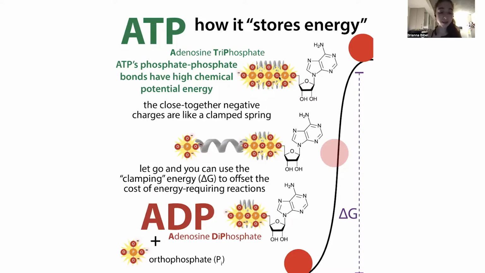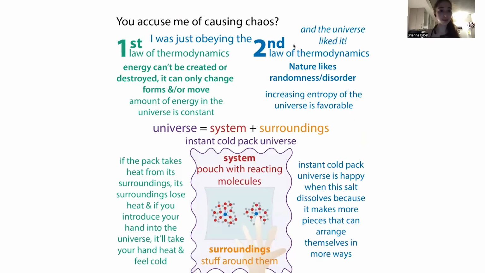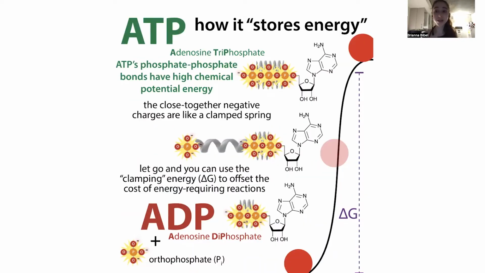And there's the first law of thermodynamics, which says that energy can't be created or destroyed, it can only change forms and move. So if you're having to spend energy to clamp those phosphate groups together, then you're going to get energy back if you break them apart. It's just a law of thermodynamics. So we're going to get energy.